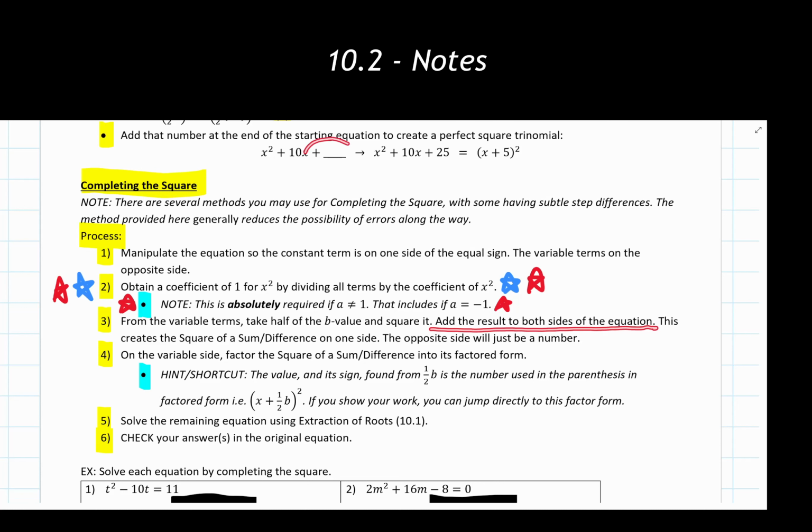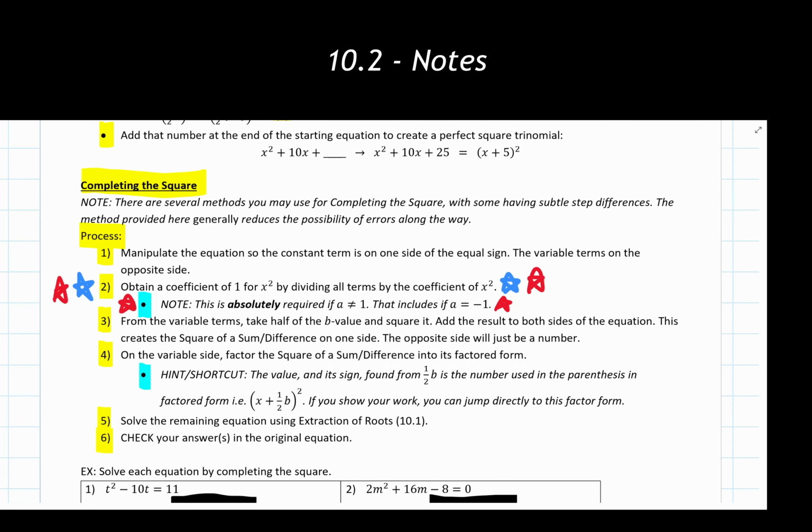Up here, we just added that number at the very end, and then we just found our answer and we were done. For actually applying this, completing the square in a full-blown equation that we're solving, we need to add something to both sides of the equation. Remember, if I add something to one side of the equation, I need to add that to the other side of the equation as well. We have to keep that balance in there. Now, once we've done that, on the variable side, we're going to factor the square of the sum or difference into its factored form.